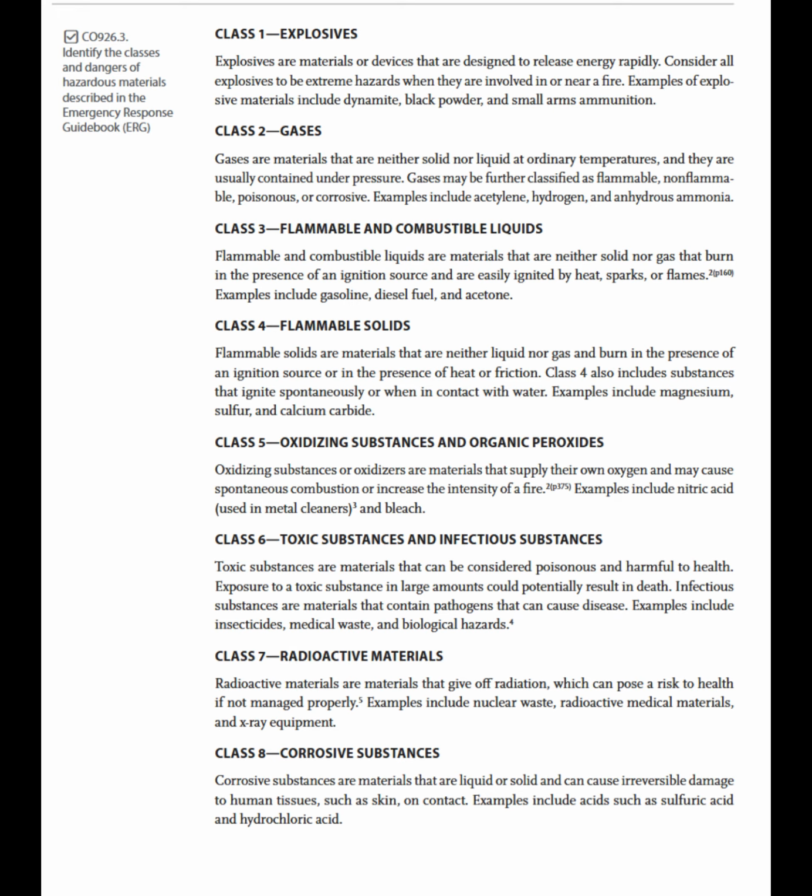Class 7. Radioactive materials. Radioactive materials are materials that give off radiation, which can pose a risk to health if not managed properly. Examples include nuclear waste, radioactive medical materials, and X-ray equipment. Class 8. Corrosive substances. Corrosive substances are materials that are liquid or solid and can cause irreversible damage to human tissues, such as skin on contact. Examples include acids such as sulfuric acid and hydrochloric acid.